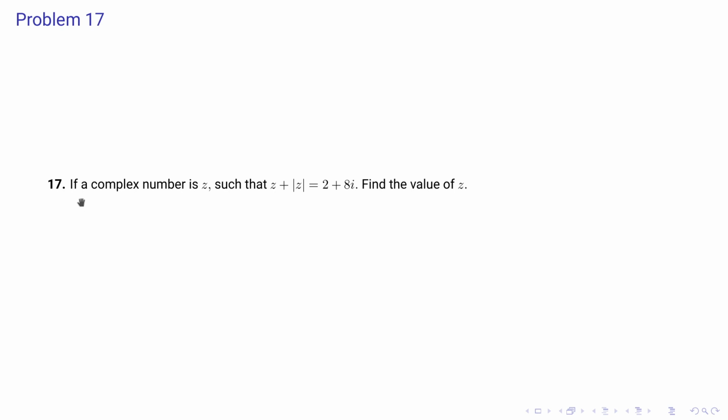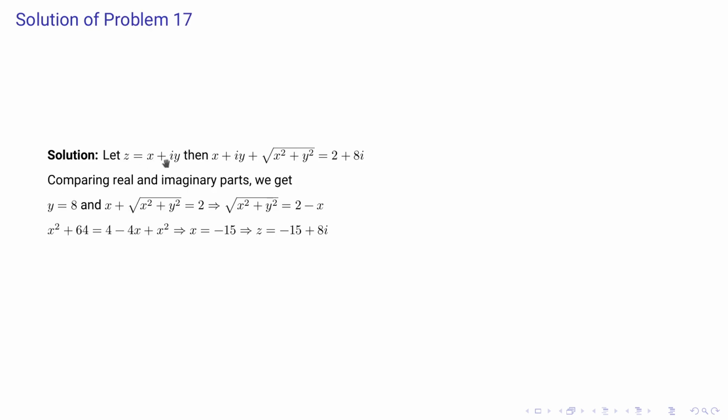Problem 17 says that if a complex number z is such that z plus mod of z is equal to 2 plus 8i, find the value of z. So we let z is equal to x plus iy, then according to the given, x plus iy plus mod of z, that is square root of x square plus y square, is equal to 2 plus 8i. Now we compare real and imaginary parts, we get y is equal to 8. So straight up we have the solution for y. And from the real part we get x plus square root of x square plus y square is equal to 2.